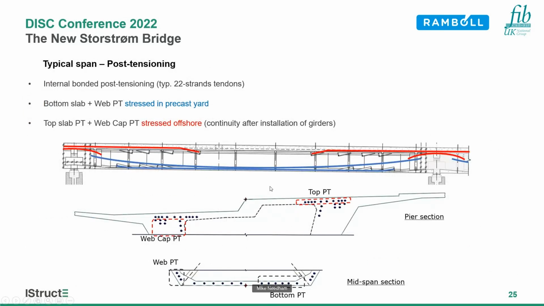The post-tensioning for those beams is internally bonded post-tensioning, typically 22-strand tendons. The bottom slab and web pre-stress, shown in blue here, are done in the precast yard before it's taken offshore. And then once it's offshore and in position and the stitches are being made, we can stress the red tendons, which give continuity of the deck.